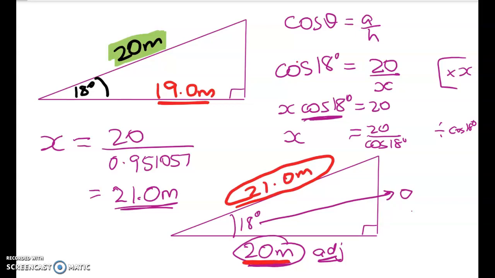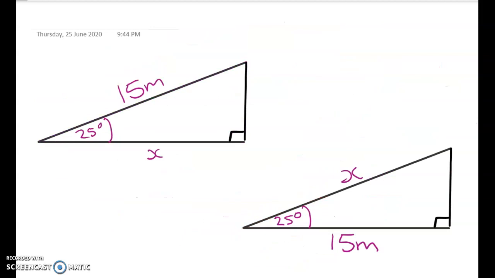Now I've got two for you to try. Draw these triangles into your books and then work through them, and they follow exactly the same pattern as the one we've just seen. I'm going to go through them now.